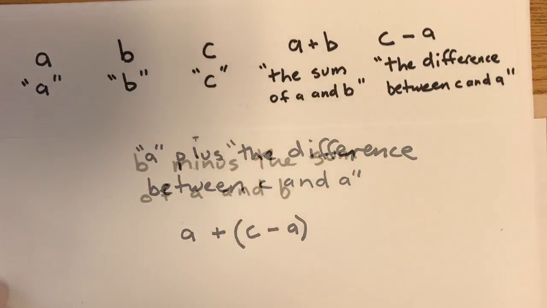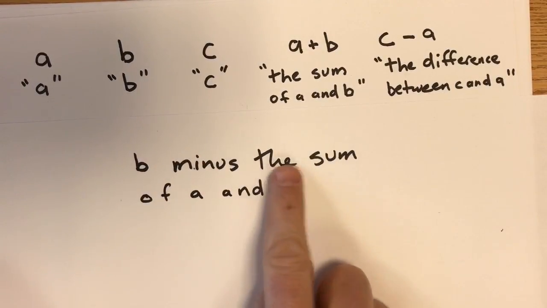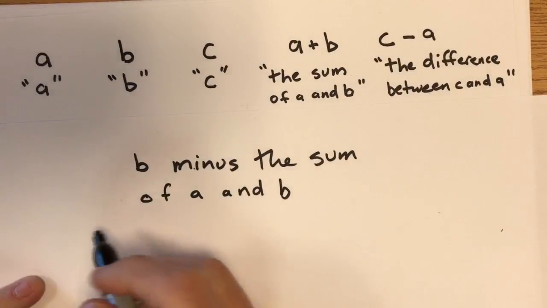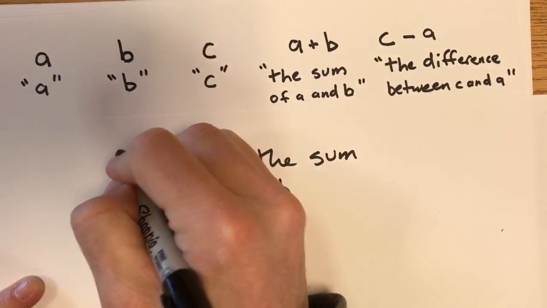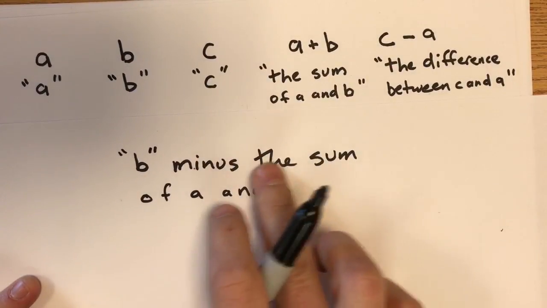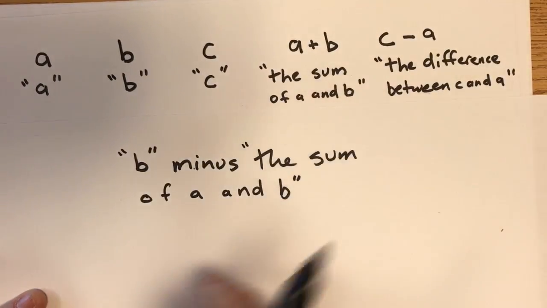Let's have you try one. Okay, this one says B minus the sum of A and B. I'll give you a little help here. If I wrap this in quotes, that's B. Then we have the word minus. And then we have this entire phrase, the sum of A and B.